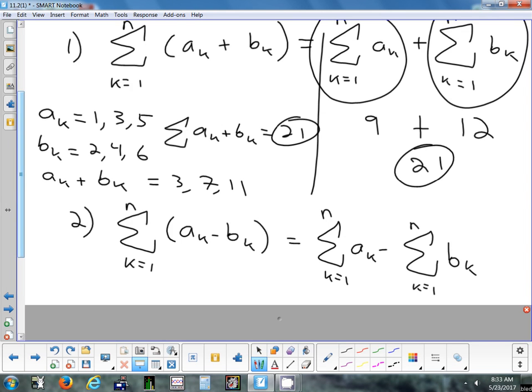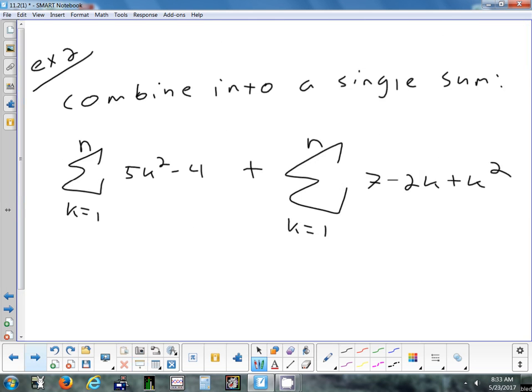If you want to combine two sums and they have different indexes, the first thing you have to do is make the indices the same. Okay? I don't think I'm going to give you any like that. If I want you to combine these, I'm usually going to start them at the same index.